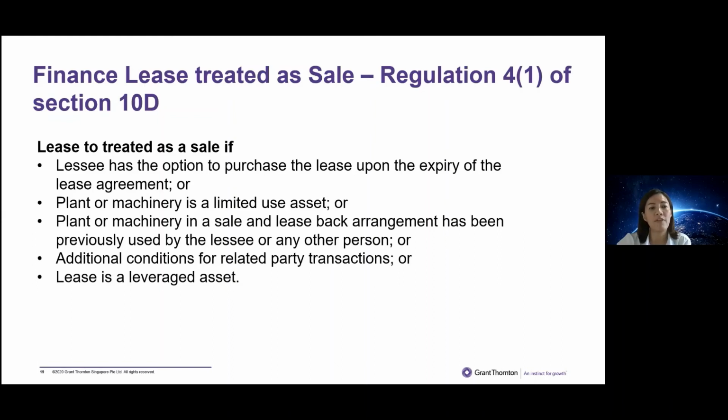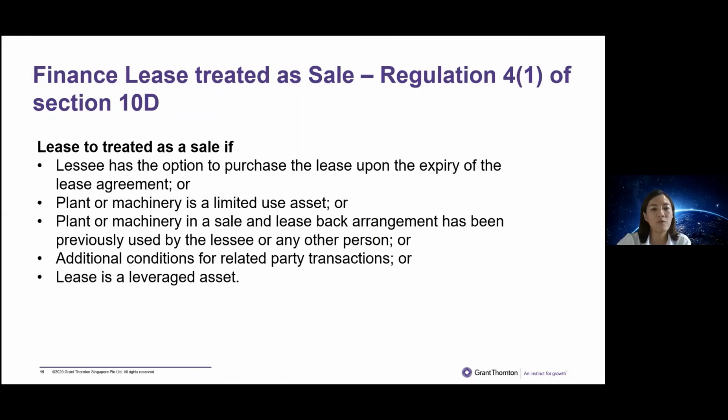So number 1, where the lessee has the option to purchase the lease upon the expiry of the lease agreement. Number 2, where it's a limited use asset. So if the plant or machinery, you cannot envisage that any other person would be able to use the asset at the end of the lease, then quite clearly, I think the lessee effectively owns it. And the third condition, where it's a sale and leaseback arrangement. So this is, I guess, quite common, where the lessee is in need of cash flow. They choose to sell the equipment, but lease it back from the lessor. So effectively, the lessee owns the asset as well.